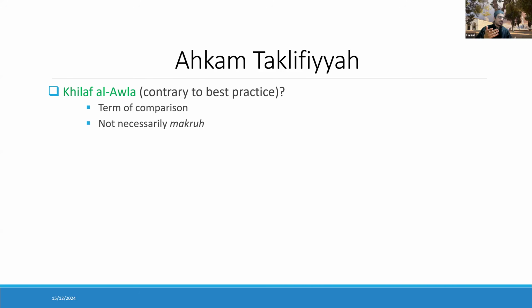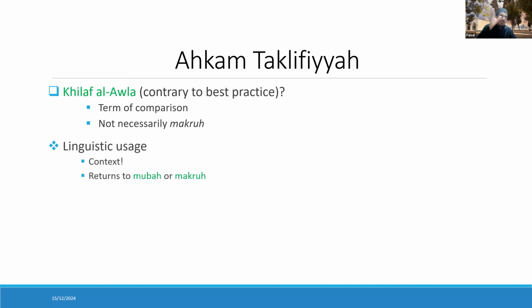And so it's important to understand it this way, because a lot of people assume that khilaf al-awla necessarily means makruh. That's not necessarily the case. Why? Because it's also possible that khilaf al-awla can be used for something that's mubah, or for not pursuing something that's recommended. And how is it used in that way? Well, if you're not pursuing something that's recommended, something that's encouraged, then for you to not pursue it is doing something that's contrary to best practice. And so you can label that as khilaf al-awla. So it can be mubah or it can be makruh. It doesn't necessarily mean that the act itself is reprehensible. It can simply be mubah, a neutral action.